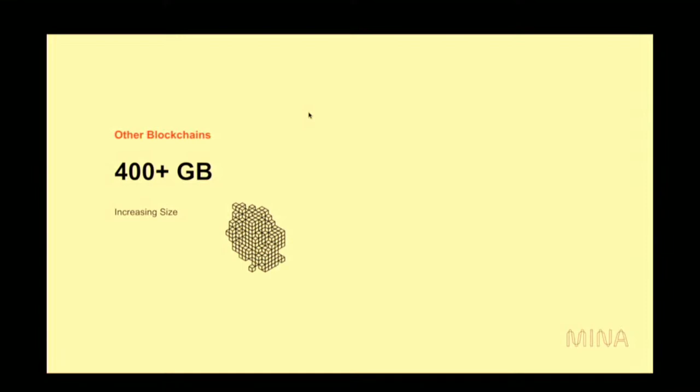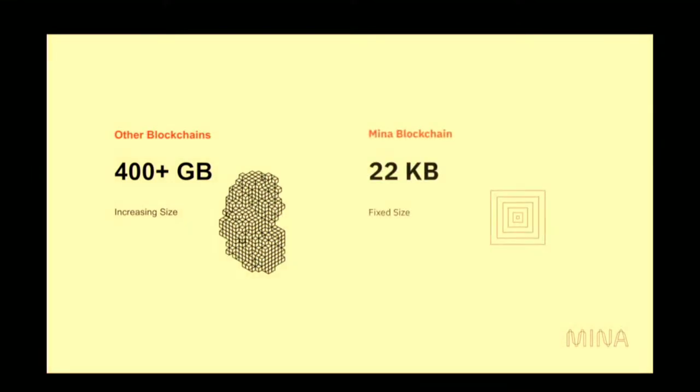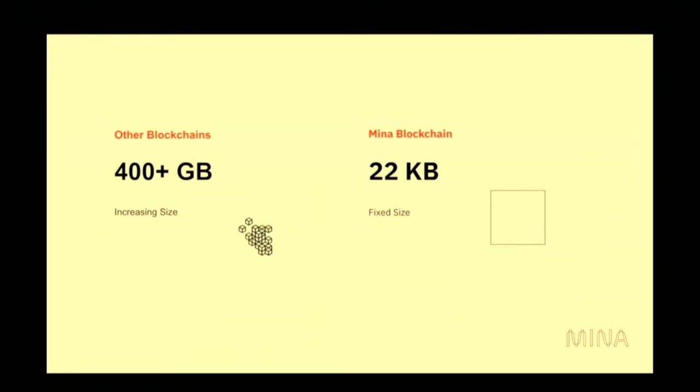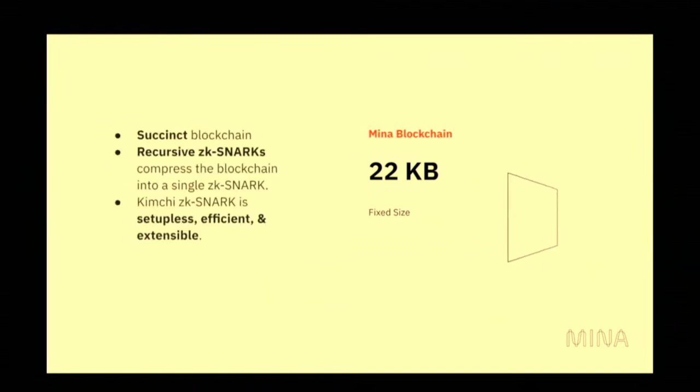So MENA stays 22 kilobytes, whereas other blockchains increase in size. The current finalized state of MENA and all of the information required in order to validate that stays a fixed 22 kilobytes. This is possible because we use recursive zero-knowledge SNARKs, a type of zero-knowledge proof where we can take the last state of the blockchain, which is itself a zero-knowledge proof, and take transactions, which are also zero-knowledge proofs, and prove all of these proofs inside of another zero-knowledge proof that's the same size as each of the constituent proofs.